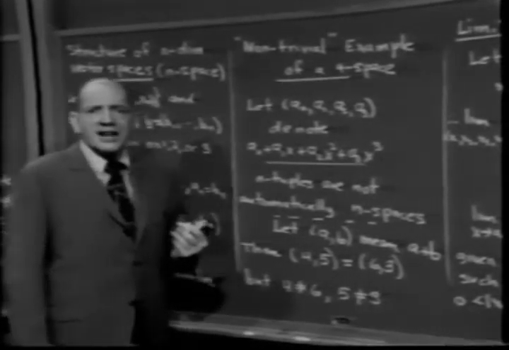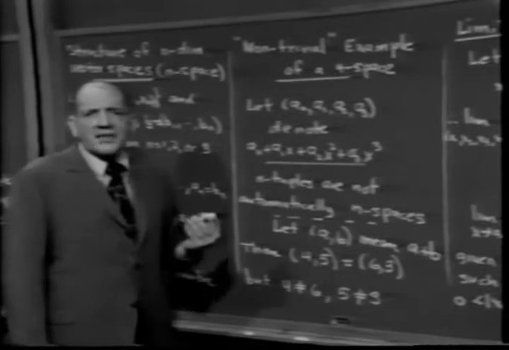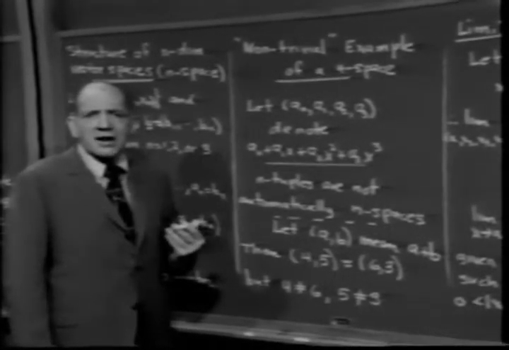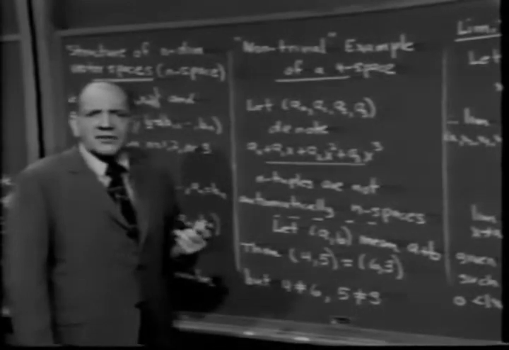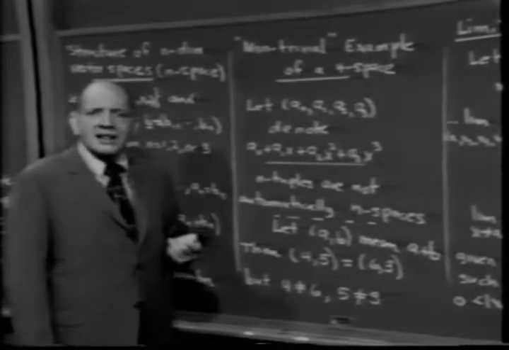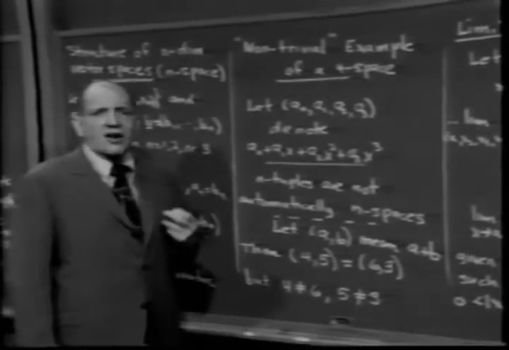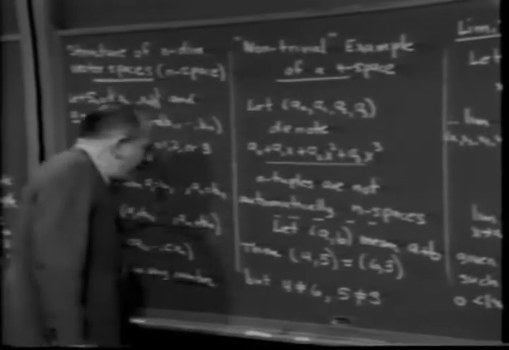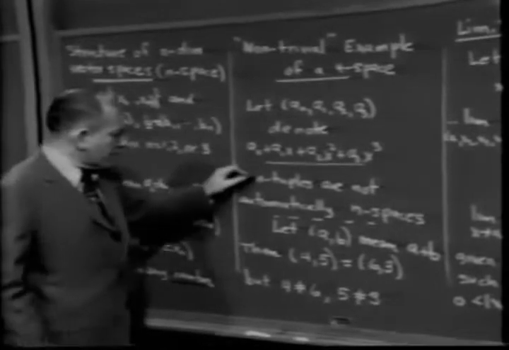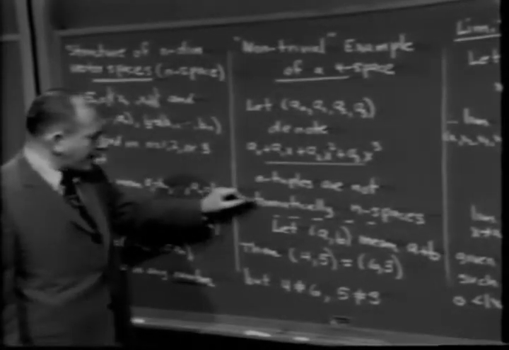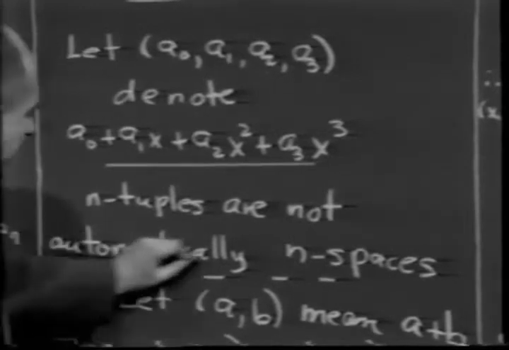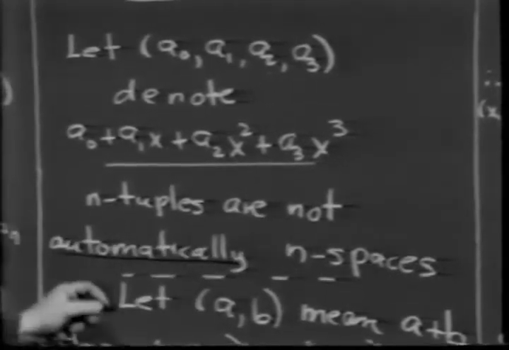Now, of course, the danger is that one gets the idea that any set of n-tuples can be viewed as a vector space, an n-dimensional vector space. But this we have to be careful about. Remember, it is not the n-tuples, it is the structure that they obey. Let me give you a simple example over here. Let me consider the following situation. First of all, let me just emphasize the statement I just made. Let me just read it with you. N-tuples are not automatically n-spaces.